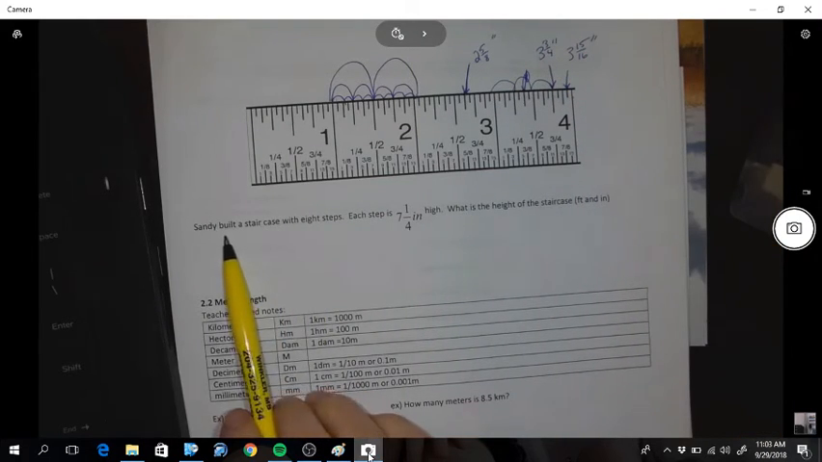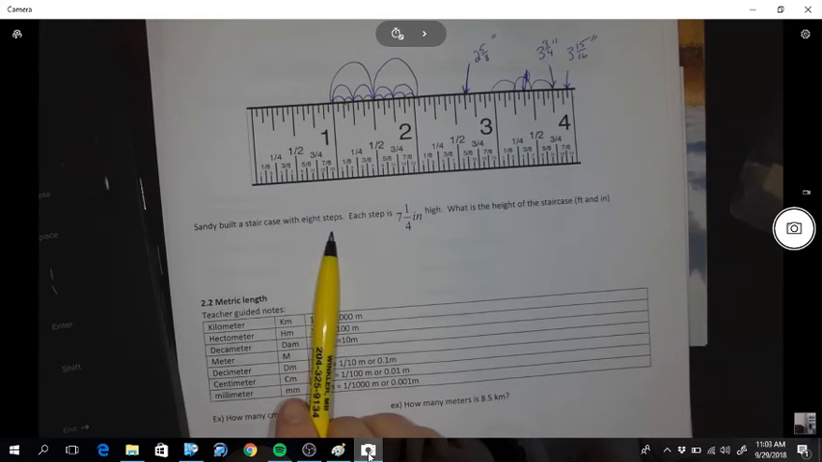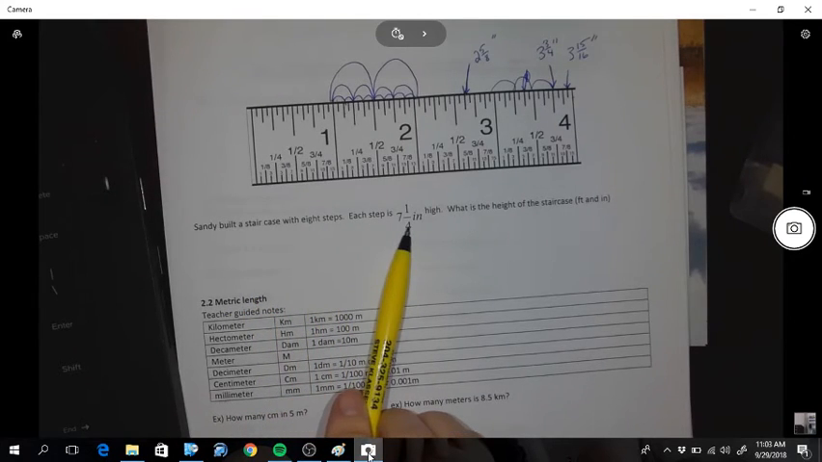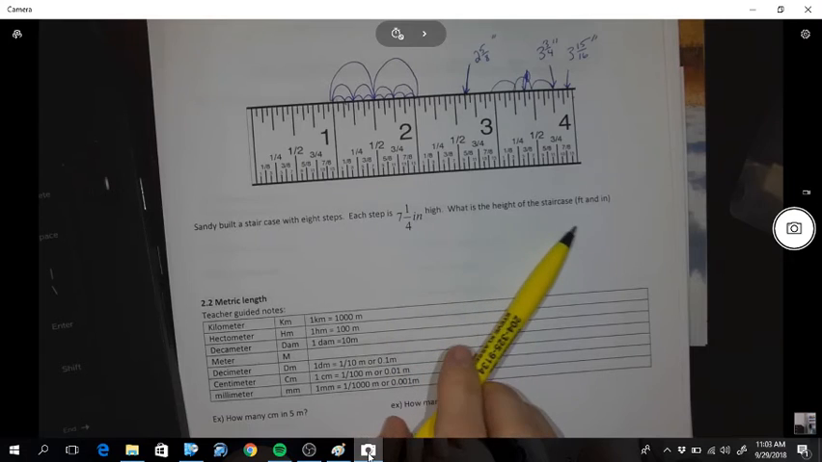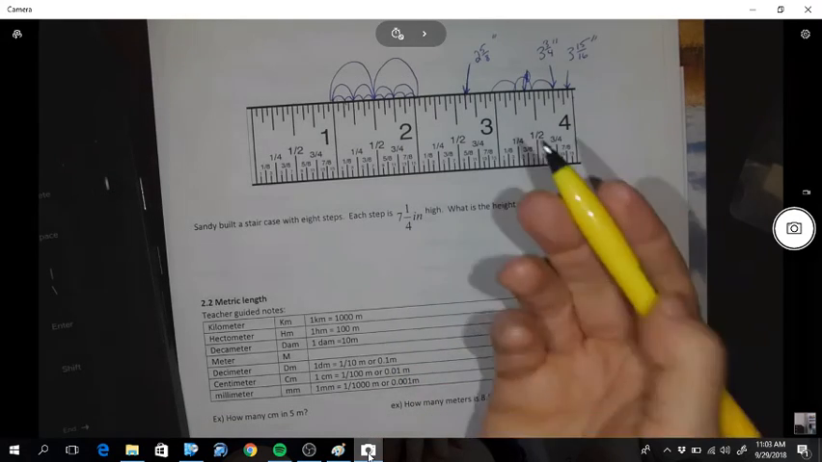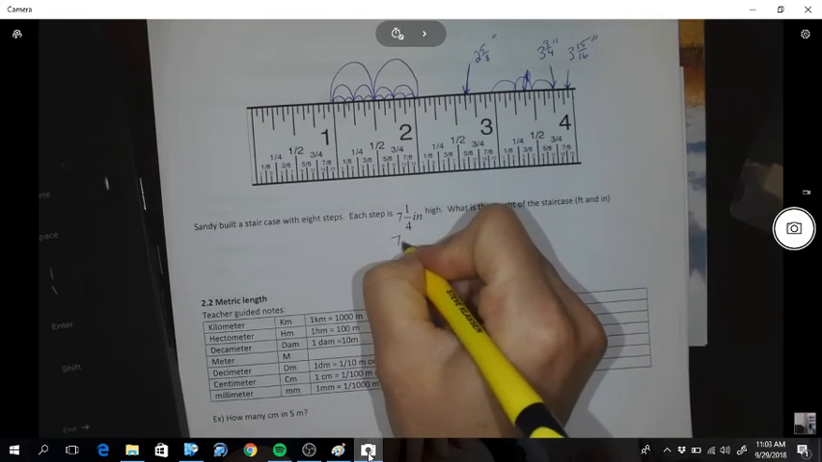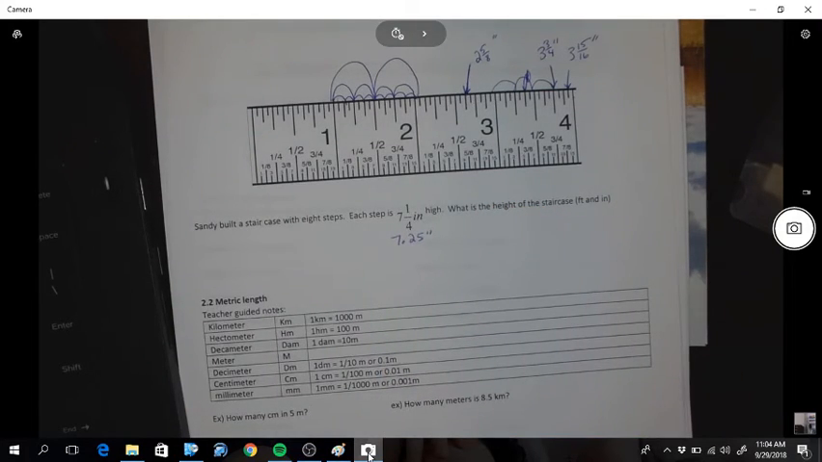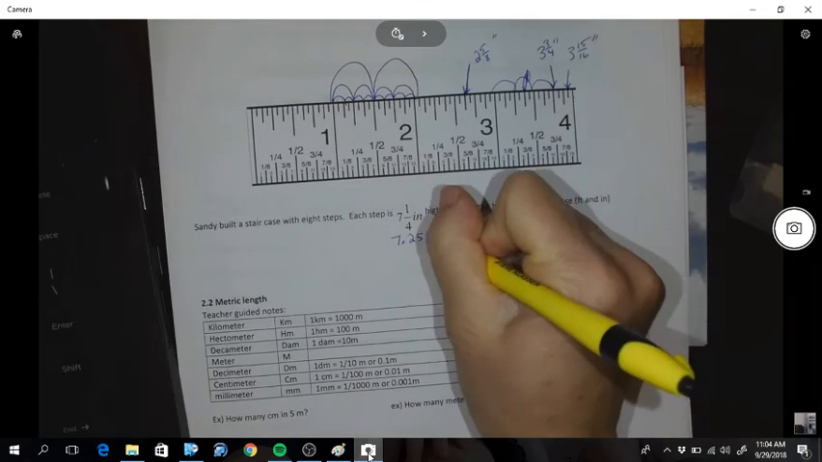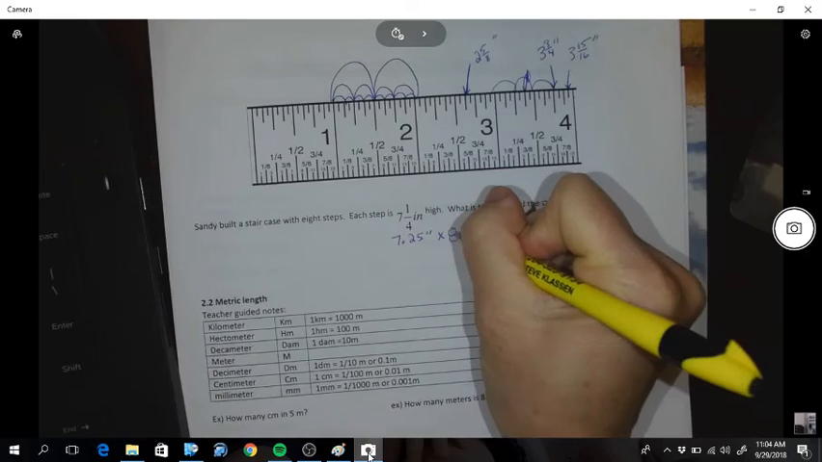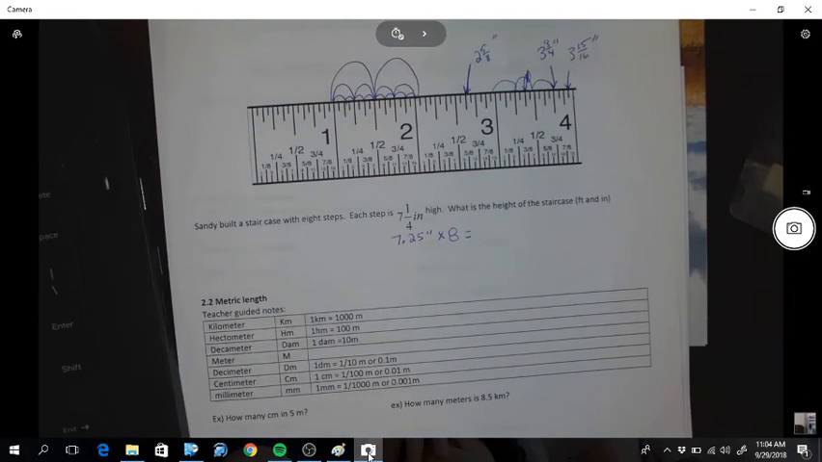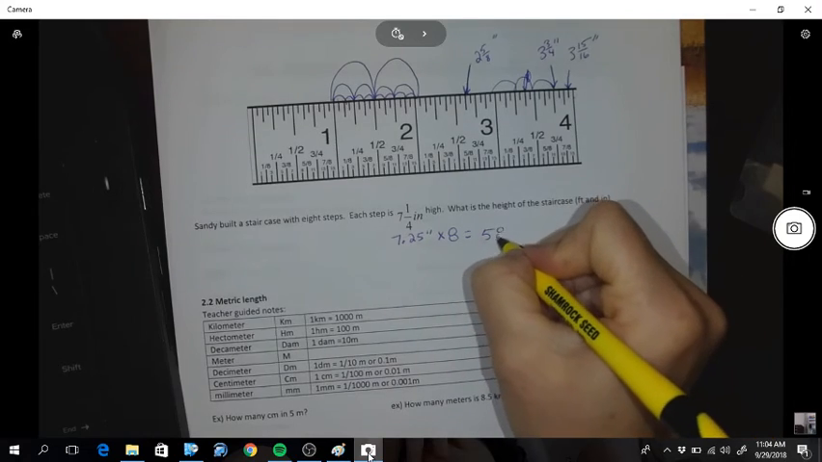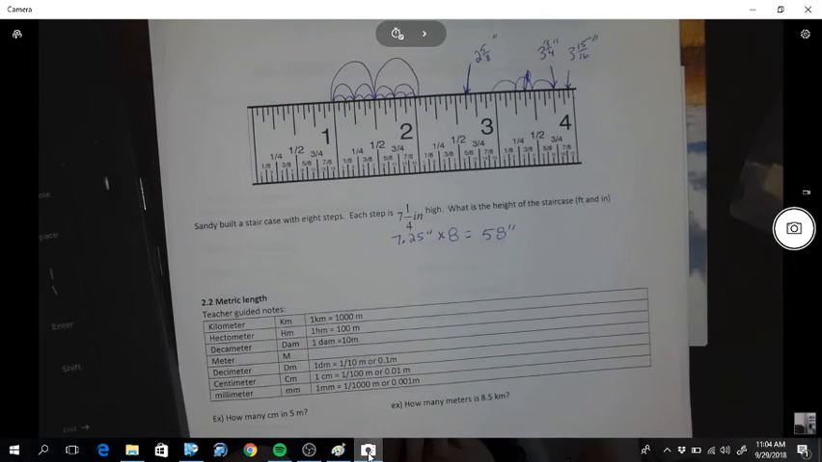Okay, last question here. Sandy built a staircase with 8 steps. Each step was 7 1/4 inches high. So what's the height of the staircase? So we're going to convert this to 7.25. So a quarter is 0.25. Then each step, we have 8 steps. So we're going to multiply that by 8. And your final answer is 58 inches for that.